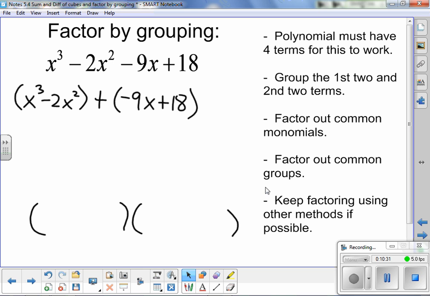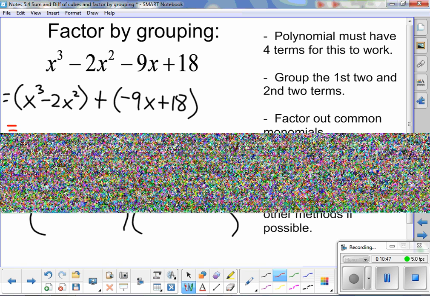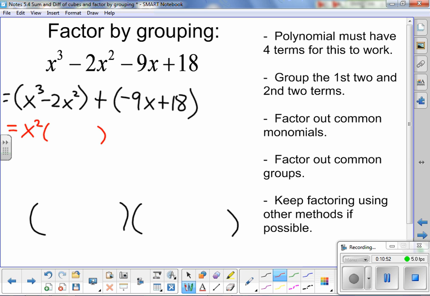All right. So now I'm going to start thinking about each one of these groups like a separate problem. So I want to look for things that they have in common. If I think about this one, they both have an x squared in it. So you can pull out an x squared, and then you'll have something left over inside of your group. So x squared times x is x cubed. X squared times a negative 2 is a negative 2x squared. Alrighty, and let's see here.